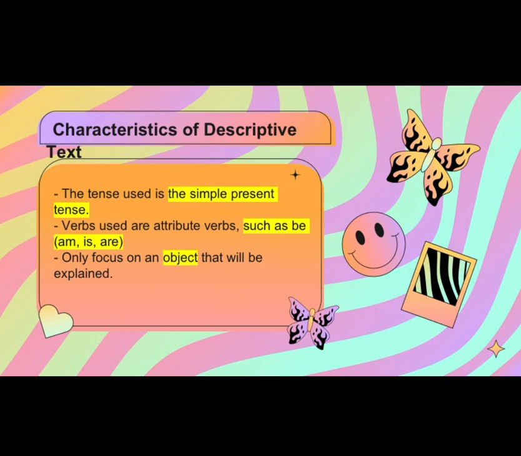And the second characteristic is verbs used are attribute verbs such as be, for example, am, is, are.